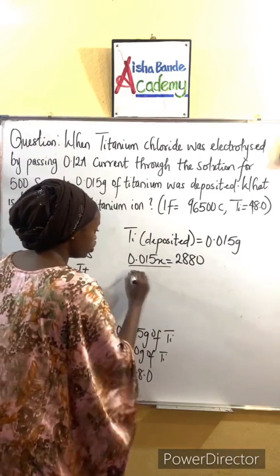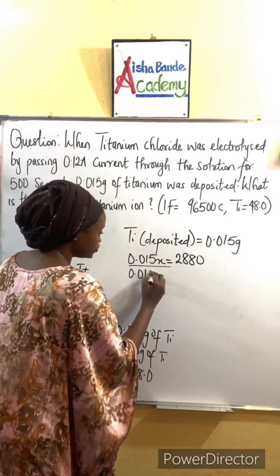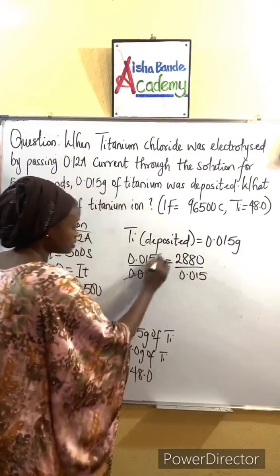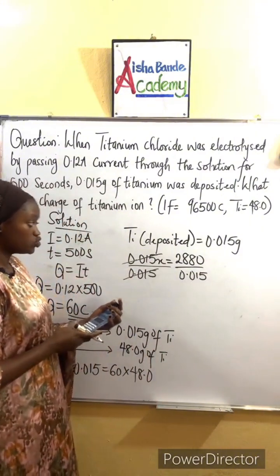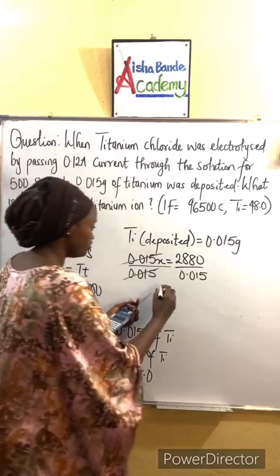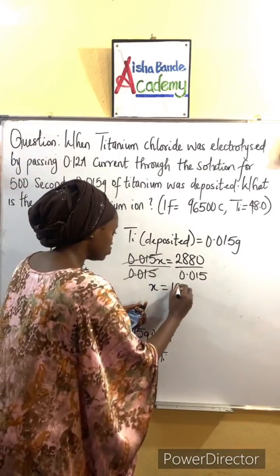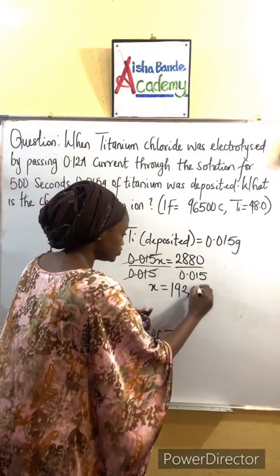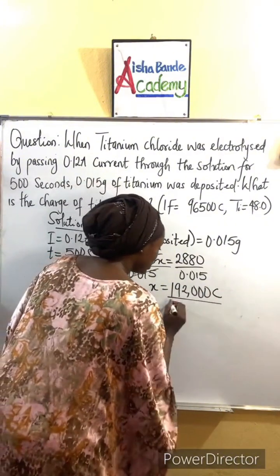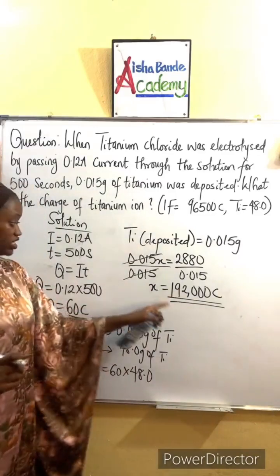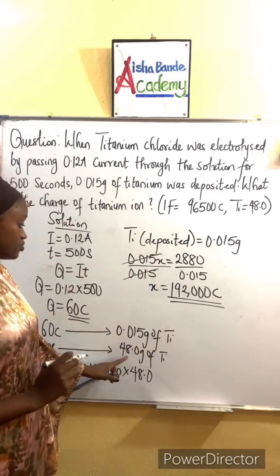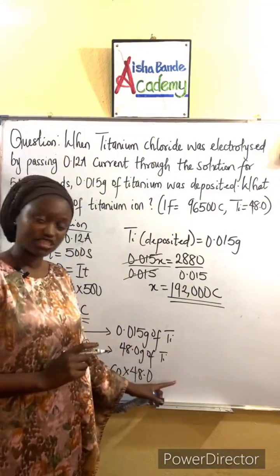2880. So from here we divide both sides by 0.015 and 0.015. So this cancels this value, and here we have 2880 divided by 0.015, which gives us a value. So X is equals to 192000. So this is going to be in coulombs. So what this means, the interpretation is that 192,000 coulombs deposited 48.0 grams of titanium.